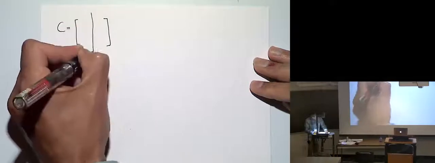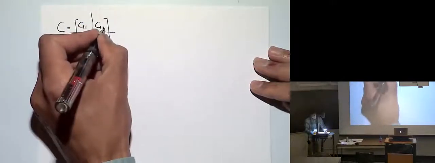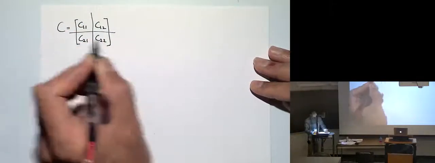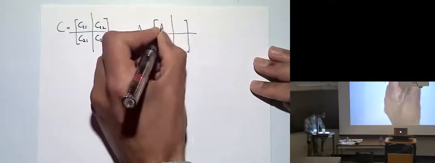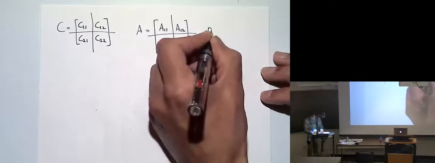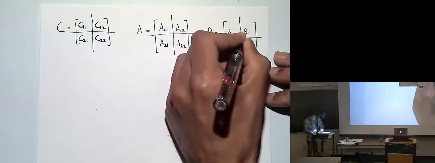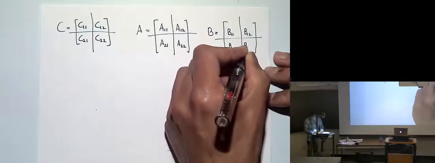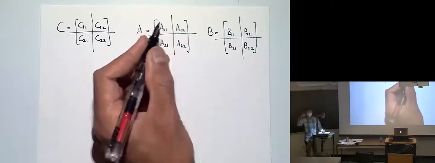And what I can do is, I'm going to divide this into these parts here. And this is a submatrix, which I call C11, C12, C21, C22. A11, A12, A21, A22, B11, B12, B21, B22. So these are submatrices, right, of dimensions n over 2.